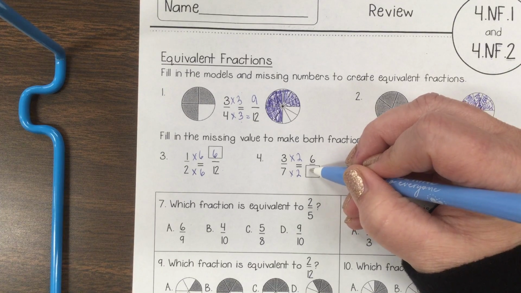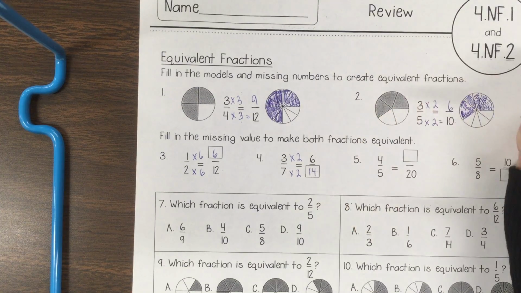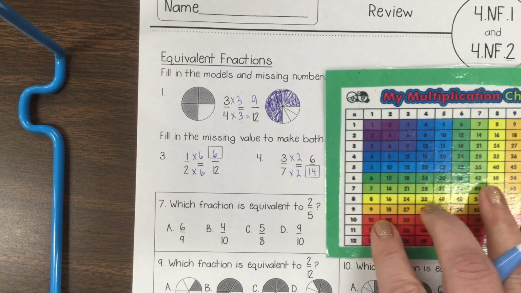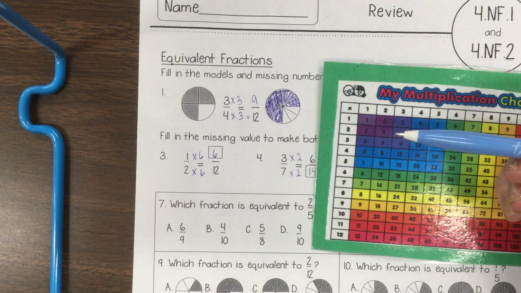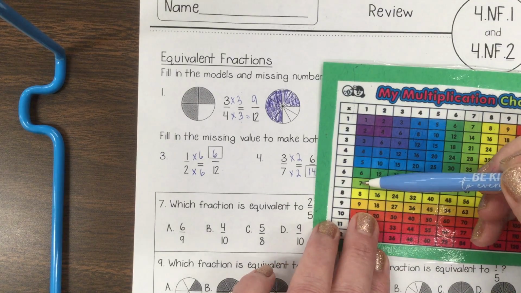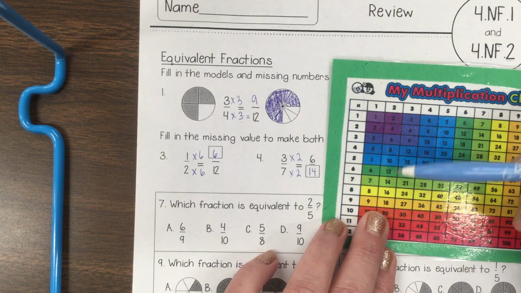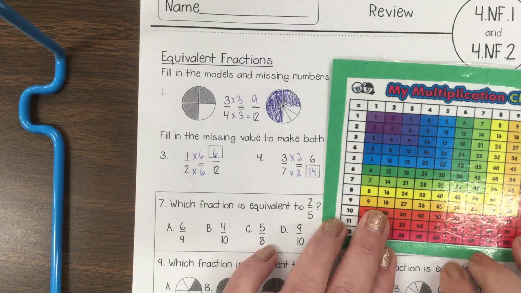And I hope you're writing down 14. Now you can double check it again with your multiplication chart. So you go here to 3 and you go to 7. 3/7 is equivalent to 6/14. You can always double check yourself on your multiplication chart.